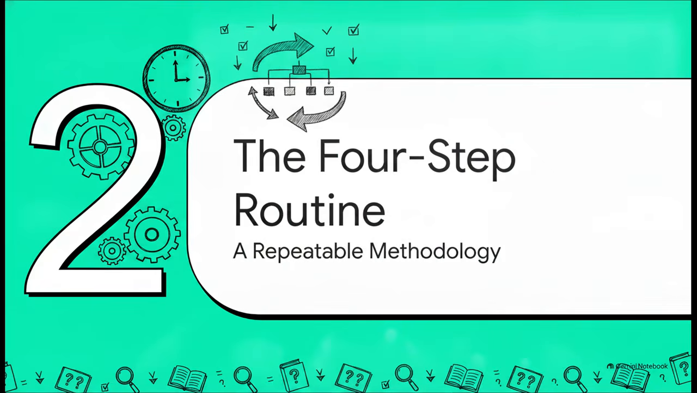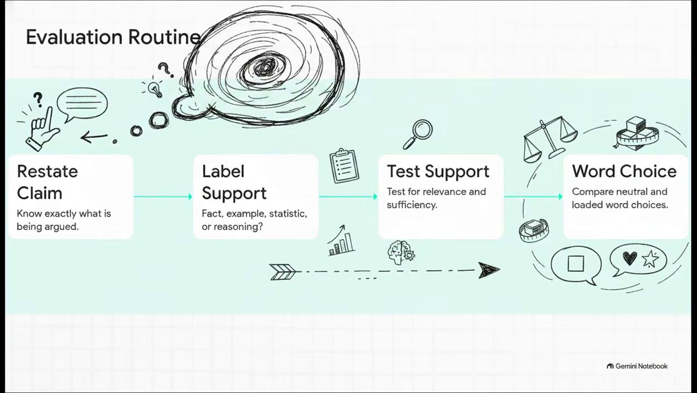Section 2. The 4-step routine. So the crucial takeaway here is to memorize this 4-step toolkit so you can actively test any text you encounter. Step 1 is simple. Restate the claim in your own words so you know exactly what's being argued. Step 2. Label each piece of support. Is it a fact, an example, a statistic, or just reasoning? Step 3 is where you test that support. Is it relevant, meaning does it prove the claim? And is it sufficient? Is there enough of it? Finally, step 4, compare neutral and loaded word choices.